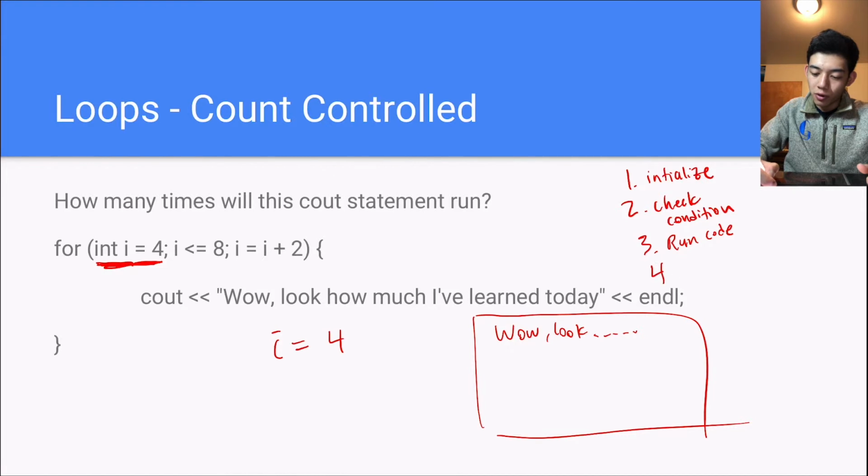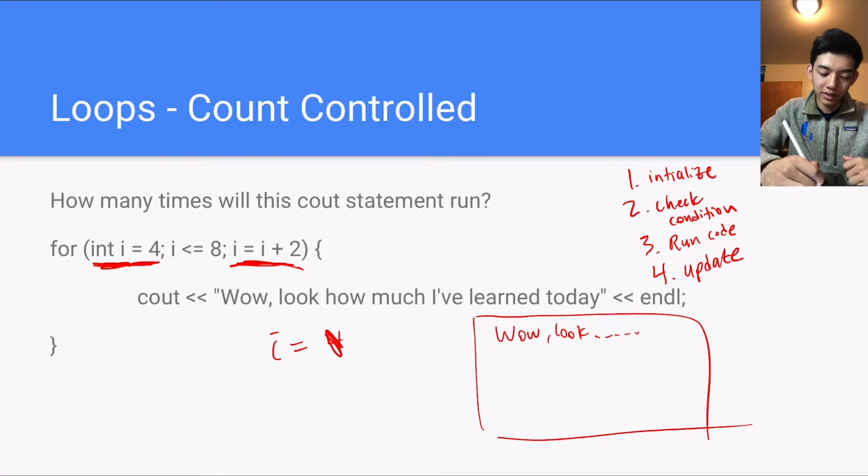And then the fourth step is to update our variable. So now our update step is here: i equals i plus 2. Before, we were just incrementing i. Now what we're going to do is set i to our previous i, which is 4 right now, plus 2. So what does that become? 6. So i is now 6.